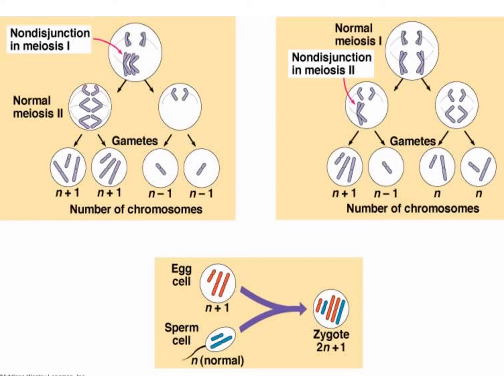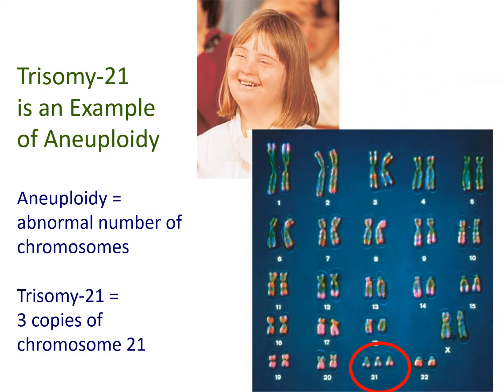Now imagine that we have an egg cell that has an extra chromosome, and that's what's being shown down the bottom here. And it fuses with a normal sperm cell. What we're going to end up with is a zygote that has an extra chromosome. So we would say it has the condition of 2n plus 1. Trisomy 21 is probably the best known example of aneuploidy. And again, aneuploidy is where you have an unusual number of chromosomes.